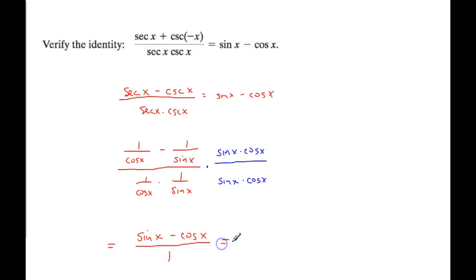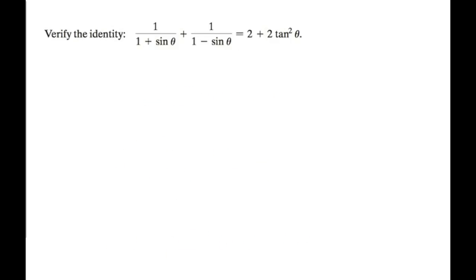Alright, and that is the right hand side, sine x minus cosine x. Anything divided by 1 is itself. So we've proven the identity. We get the right hand side. Alright, that's what we're after. We'll just manipulate one side and get the other side.